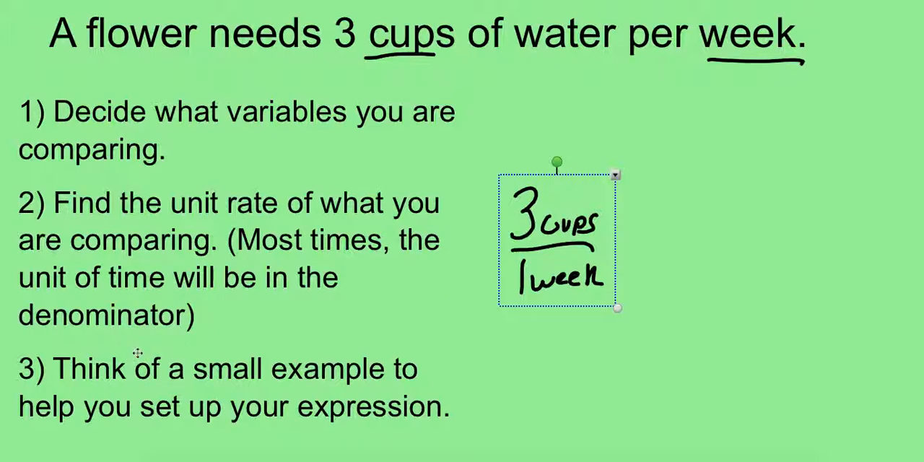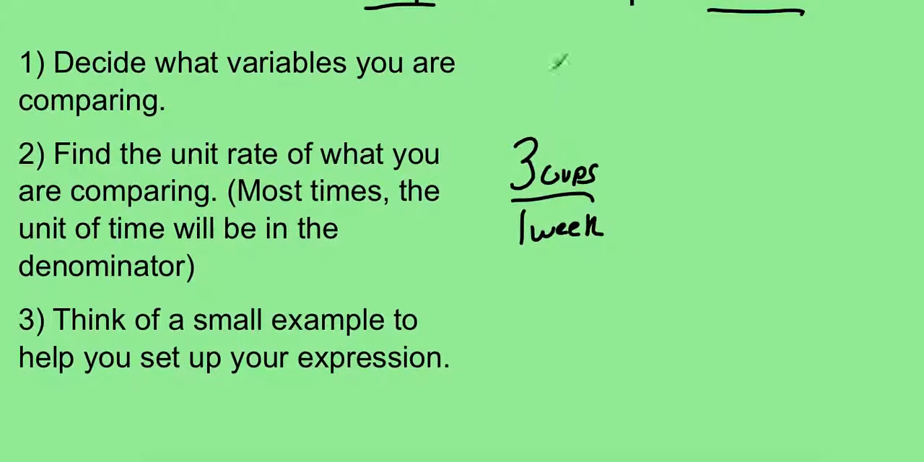And for question 3, you have to think of a small example to help you set up your expression. What I mean by that is, let's imagine for a second that this person is watering their plants for 2 weeks. Most people would be able to say, well, the 3 cups of water times the 2 weeks that you need to water them gives me 6 cups of water.